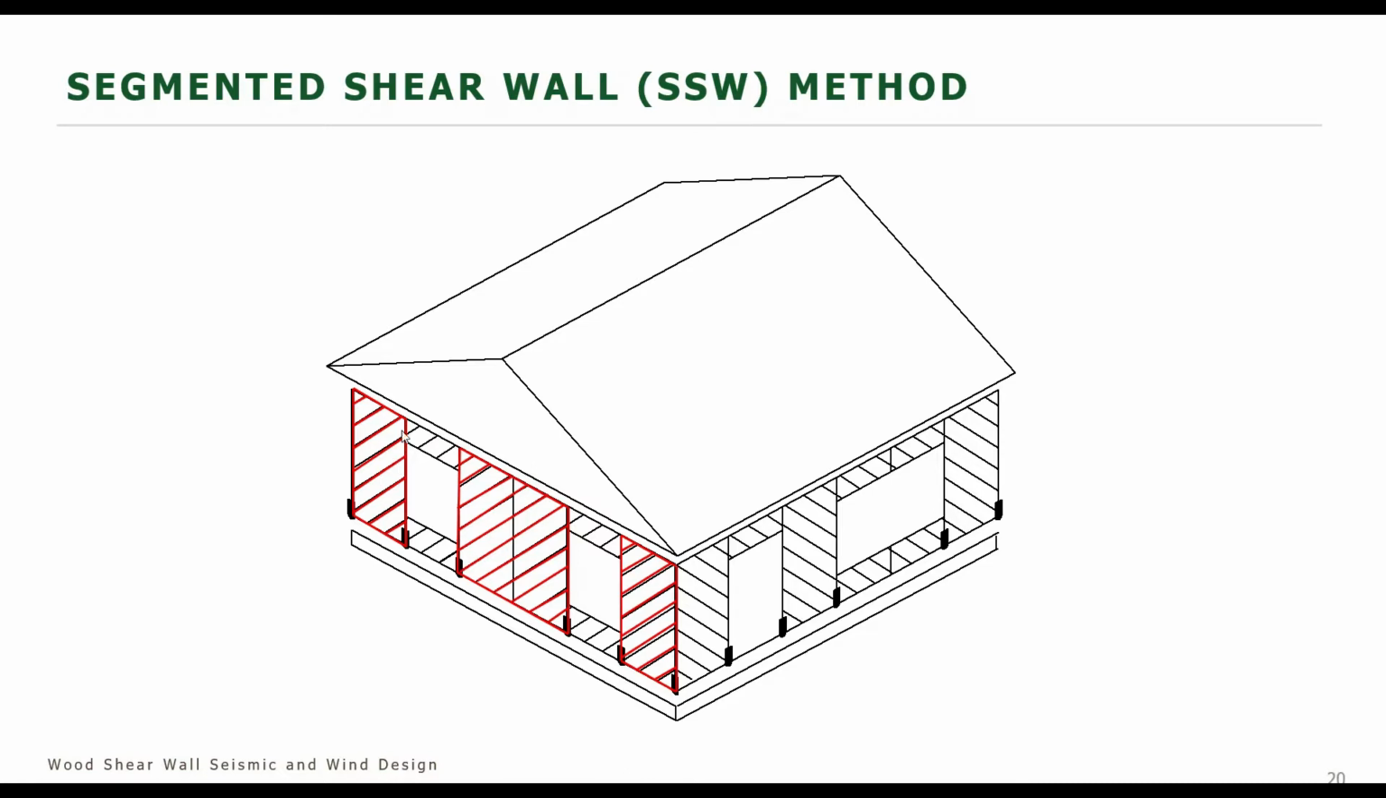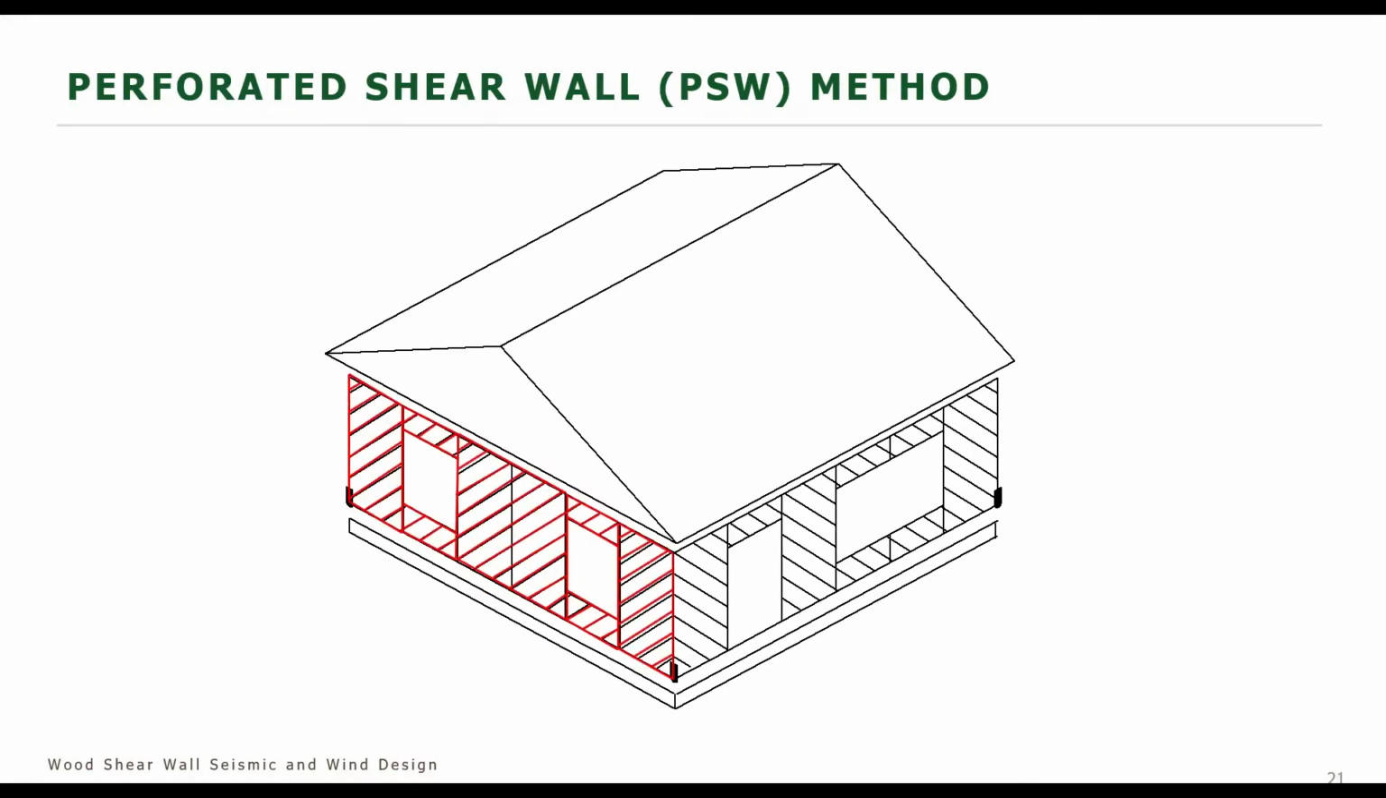And you also are neglecting the contribution of the sheathing above and below the opening. You're neglecting the contribution of the sheathing around that opening. So if you're planning on sheathing the entire wall as part of your construction, you can use a perforated shear wall method like this, where you assume that the entire wall is sheathed except for your window or door openings, and then you only have hold downs at the ends of the wall. This allows for a more efficient structure in that you're using the contribution above and below the window openings that is being provided by the sheathing.